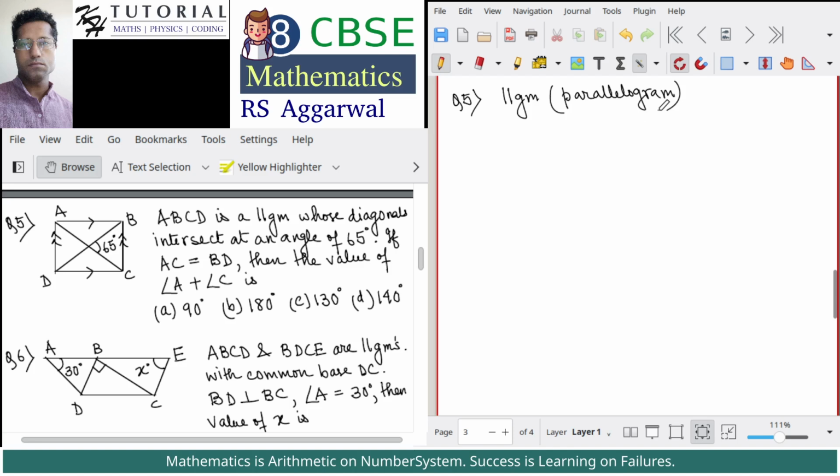If AC is equal to BD, let me quickly draw a rough parallelogram.